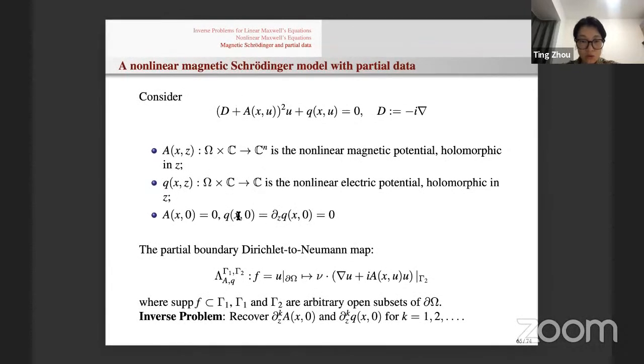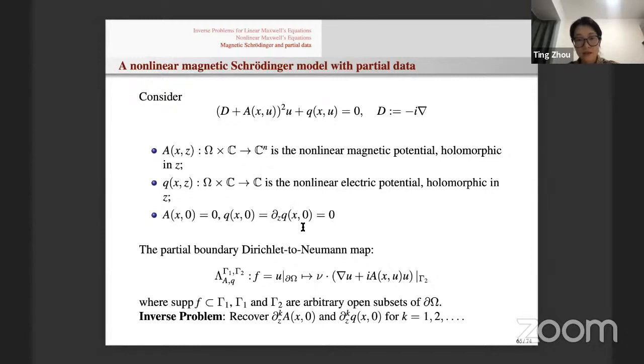So these are the assumptions on A and Q. They are holomorphic in terms of the second variable, so you can have a Taylor expansion in Z or in U. And what we're trying to recover are the Taylor coefficients in this expansion for the different order terms, so that we get full information of this nonlinear coefficient. Here we assume A(x,0) being 0, and Q(x,0) and the first order derivative of Q at 0 being 0. This is just to guarantee 0 is a solution for this equation.